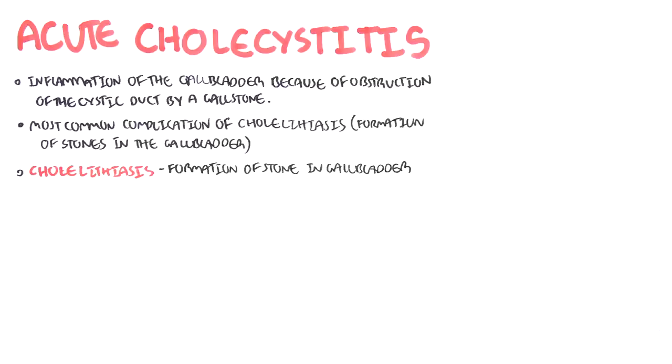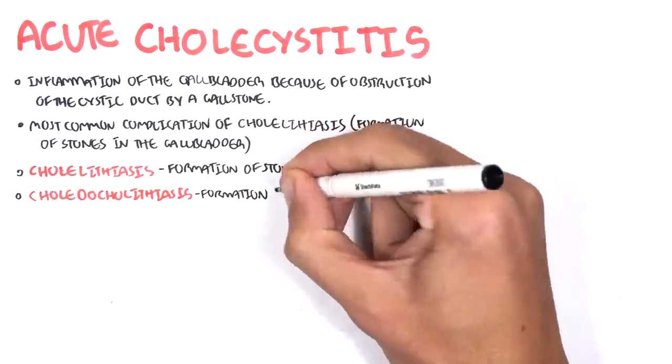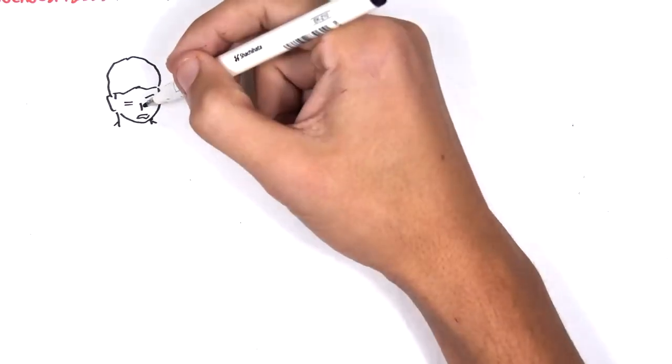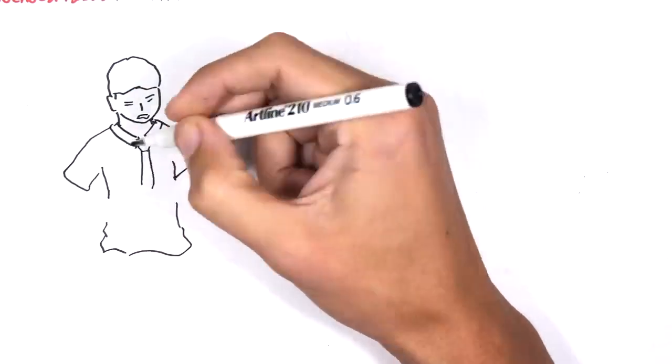The other terminology, choledocholithiasis, is formation of stones, gallstones, in the common bile duct. But we will not focus on that here. In this video, we will mainly focus on acute cholecystitis, but really, we will also talk about every other complication, and hopefully we can get our head around it together.